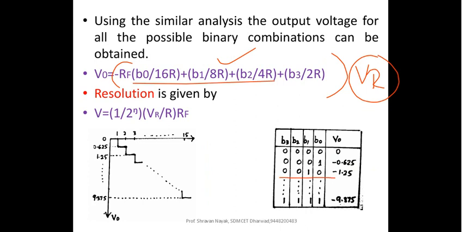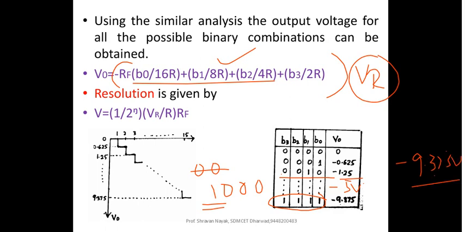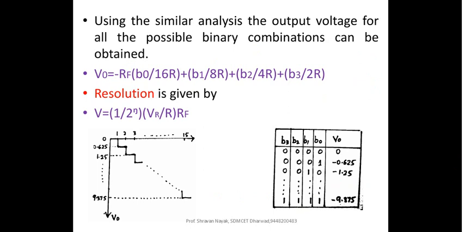So then for 0 0 1 0 you will get minus 1.25. We have seen one of the values, that is 1 0 0 0. If your MSB B3 is connected to high, then you are going to get minus 5 volts. In the previous slide we have seen that. So like that, when all the bits are 1 1 1 1, you are going to get minus 9.375 volts. So these are the different analog output values you are going to get, proportional to the input digital bits or the binary bits.